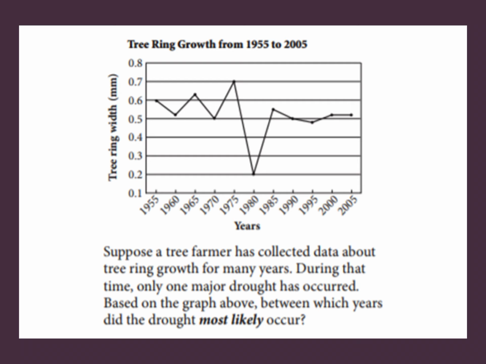So if you were to interpret this graph, on the left, you have the tree ring width in millimeters. So the higher up it goes, the wider it is. And then down at the bottom, you have the years. So a major drought is going to represent a poor year of growth, so you're going to look at the thinnest ring. So the thinnest ring is going to be right around 1980, at only 0.2 millimeters. So that's most likely when that drought occurred.